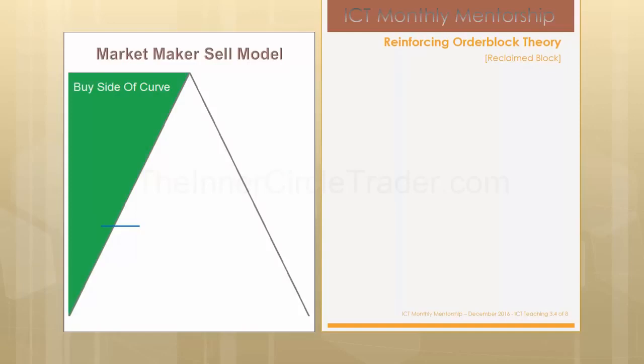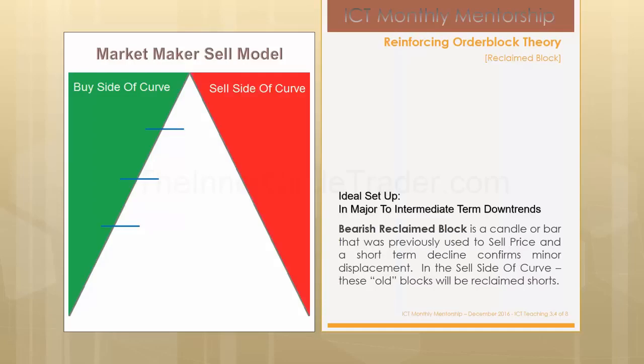Every up candle that sees a displacement or a short-term decline confirms that there is hedging underway. That means that they're selling short early and market makers are selling into these rallies. When we get to the sell side of the curve, every single time we see the market trade back up into an up candle or bullish candle right before the down move during the buy side of the curve, that bearish order block is going to be reclaimed. And you can take that as a new short.